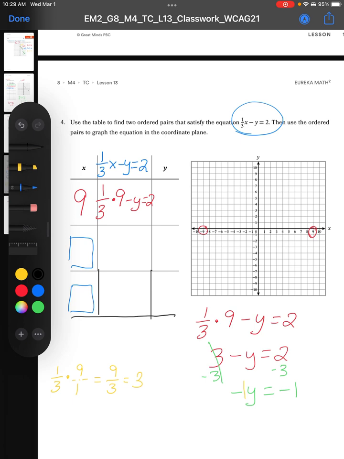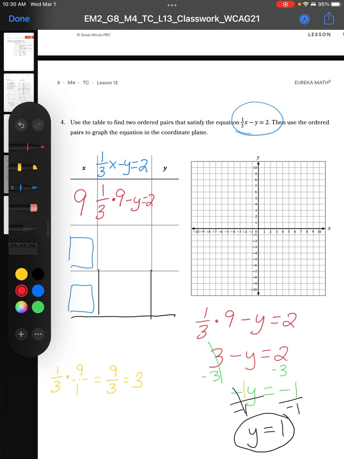So if I want to get y alone, essentially, since this means negative 1 times y, I'm doing the opposite. The opposite of multiplication is division. So I'm dividing both sides by negative 1. Negative 1y divided by negative 1 is going to leave me with y. And negative 1 divided by negative 1 is 1, right? How many times does negative 1 go into 1? How many times does negative 1 go into negative 1? It goes in 1 time. Right? So now I can actually graph this point.